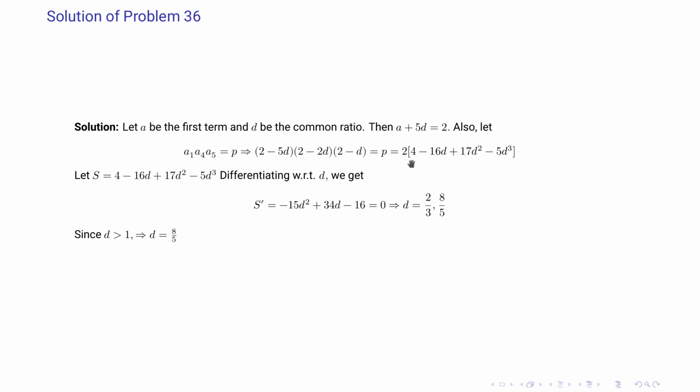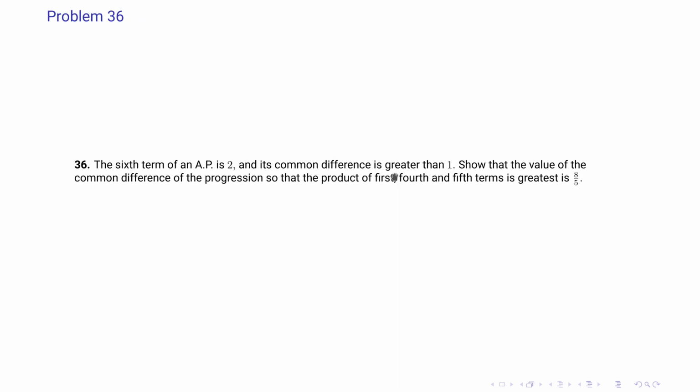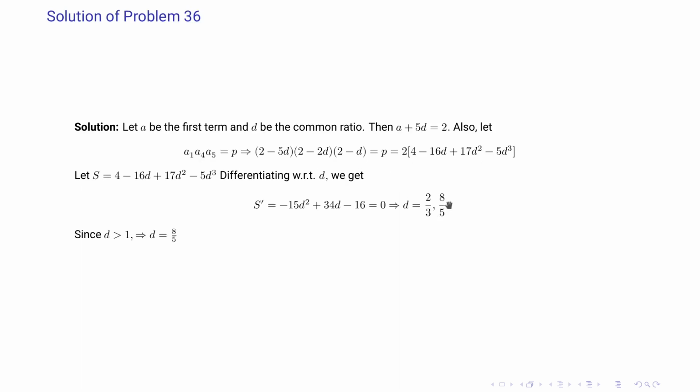Now applying the calculus rules, we differentiate this. We let S be equal to this much. So S prime is equal to minus 15D square plus 34D minus 16 is equal to 0. So 5D cube, 5 into 3 is 15 and power becomes less by 1. 17 into 2 and power becomes less by 1, and then this 16. So this gives us two values of D, 2 by 3 and 8 by 5. One would be minima, one would be maxima. But we are given that D is greater than 1, common difference is greater than 1. So D is equal to 8 by 5.